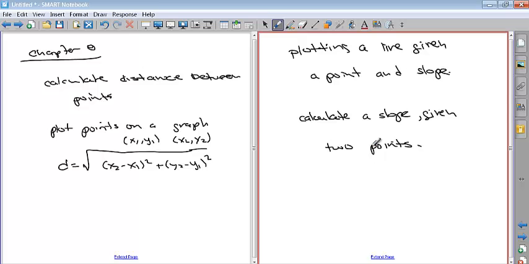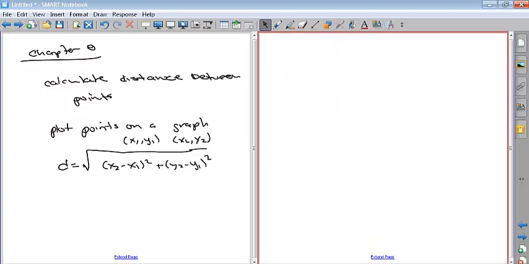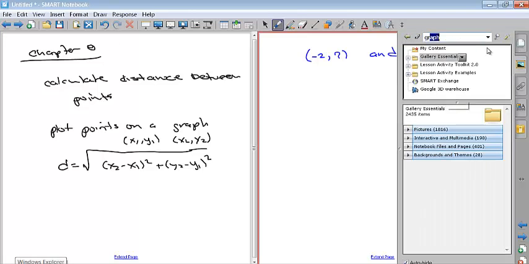So let's go ahead and do that. Just do an example for you. Let's say we have (-2, 7) and (-5, -6). I'll give you a piece of graph paper that you can use to plot the points.